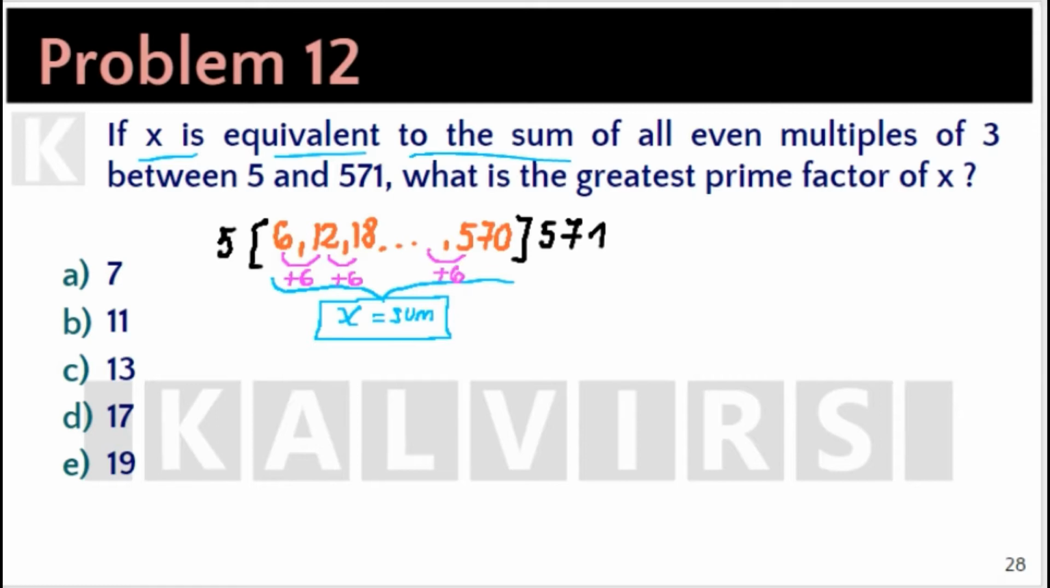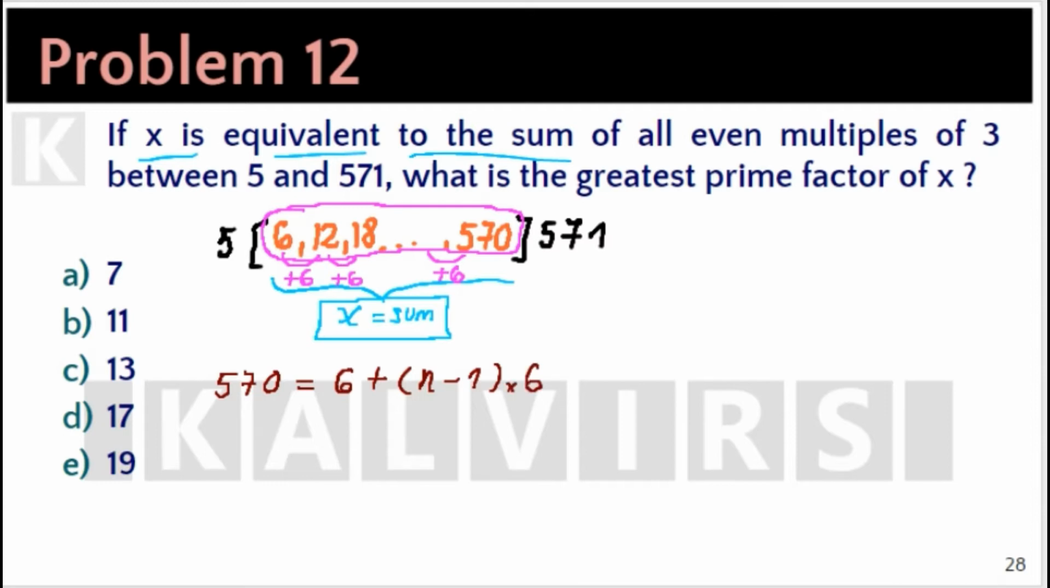Now, the number of numbers that lie here can be found by applying the nth term formula. The last term, 570, is equal to the first term plus the number of terms minus 1 times the common difference between any pair of terms, which is 6.